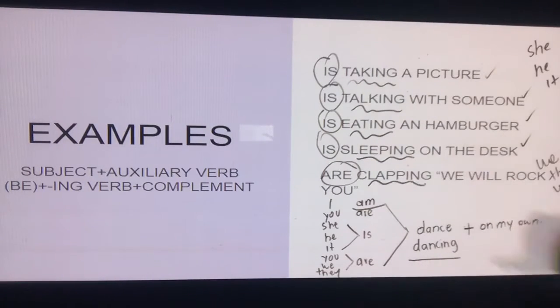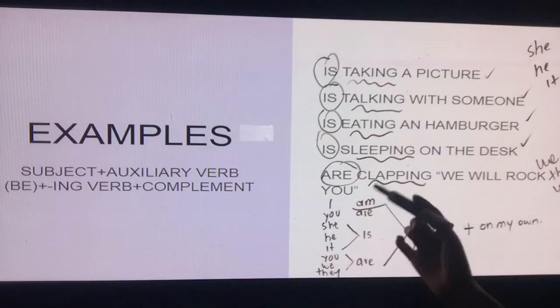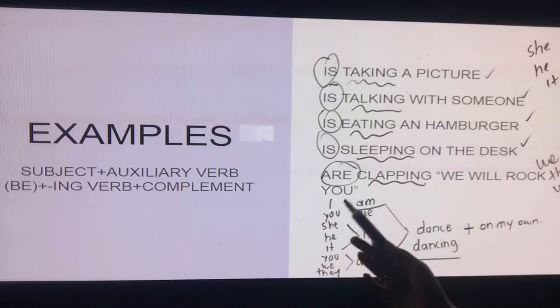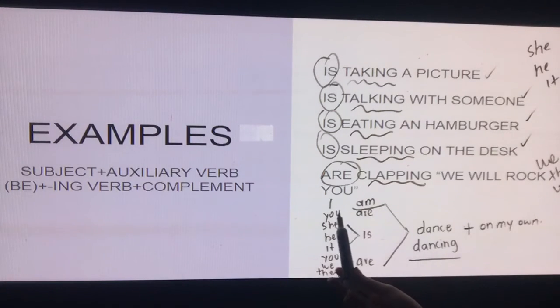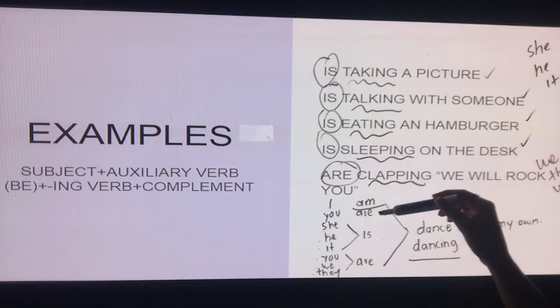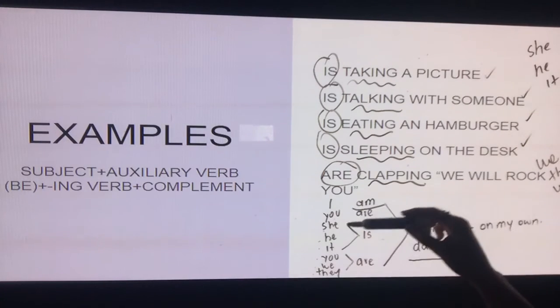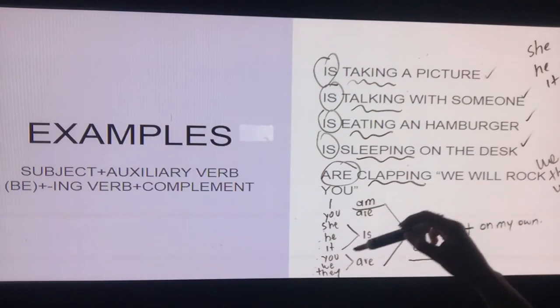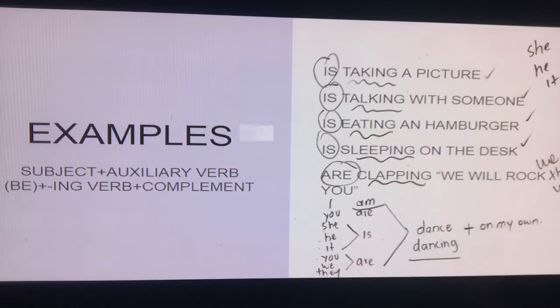Pero si ustedes se fijan, no tenemos ningún sujeto. Entonces, yo inicio con los sujetos. Tengo I, you, she, he, it, you, we, and they, que ya son los pronombres que conocemos. Entonces, vamos a colocar cómo se conjuga el verbo to be primero, que sería am para I, are para you, para she, he, it utilizamos is, y para you, we, and they utilizamos are.